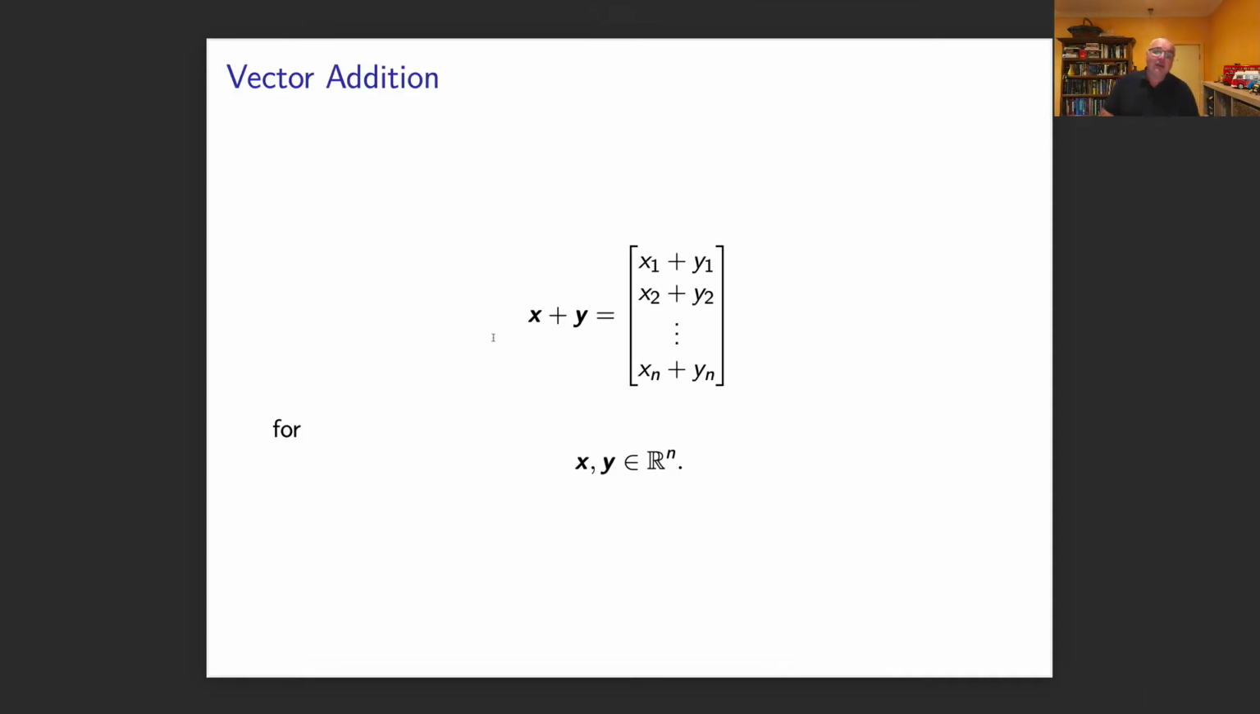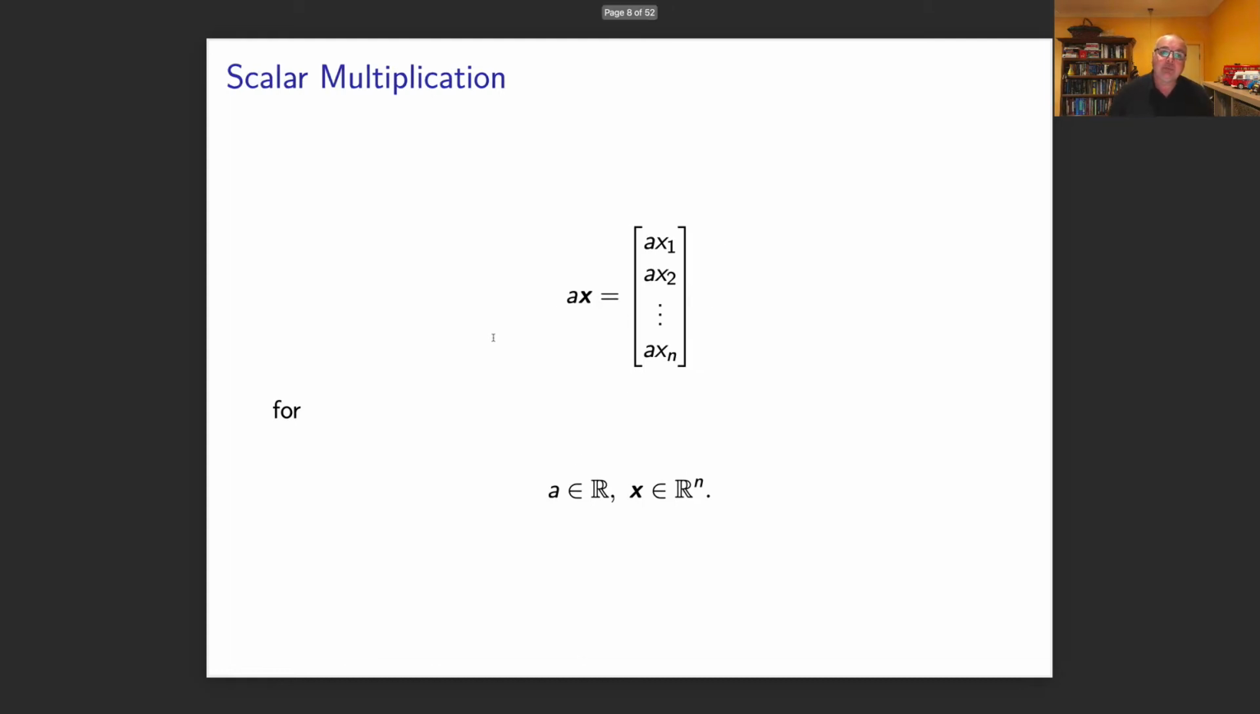Of course, I could take two of these vectors and add them. The way that we add them is we take the first elements of each one and add them, the second elements of each one, add them, all the way down. So we're doing an element-wise addition, and you can do this for any n-dimensional vectors in Rn. We can also do scalar multiplication. If I have a scalar a, which is a real number, I can multiply it by our vector x, and again I do an element-wise multiplication: I take the first element, x1, multiply it by a, and continue all the way down to xn.